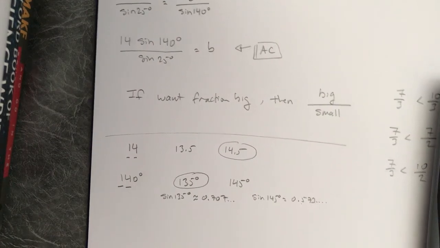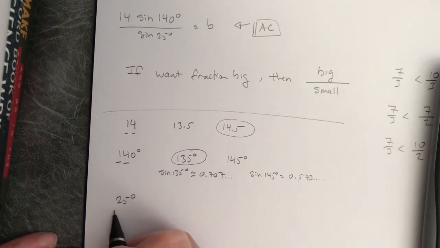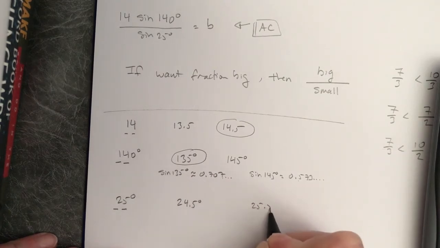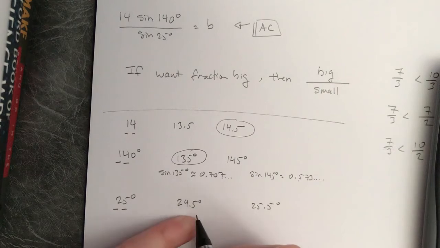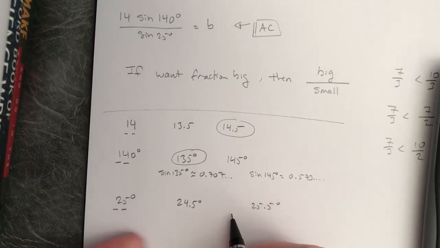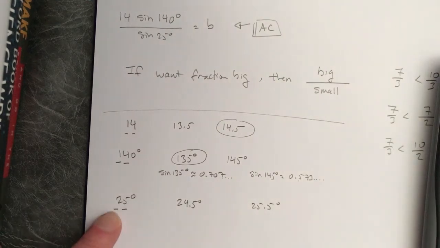And I'm going to do the same game with 25 degrees. So 25 degrees, the 2, the 5, those are my significant figures that could have come from 24.5 or 25.5 degrees. And both of those will round to 25. 24.5 will round up to 25. 25.5 will round down to 25. Those are the boundaries on that figure.